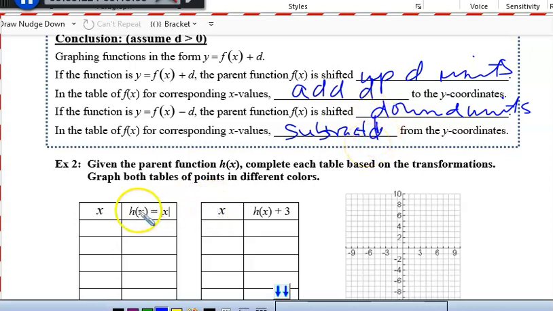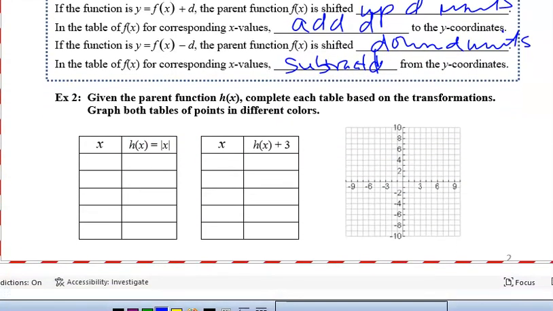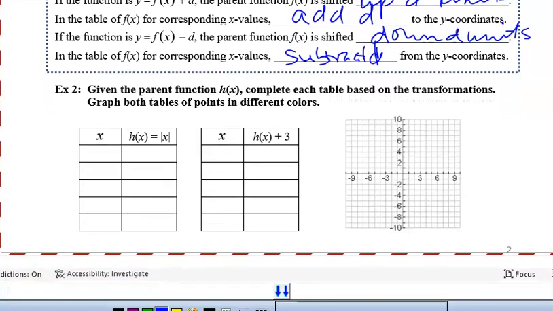And so we have an example. This time our parent function is the absolute value of x. We'll use that to show these transformations for up and down that we were talking about. So for absolute value of x, you can plug in whatever numbers, just like we talked about in class. I don't care what they are.